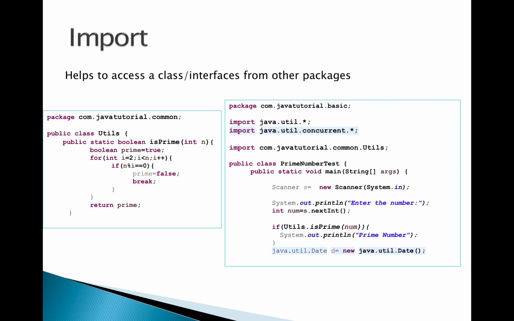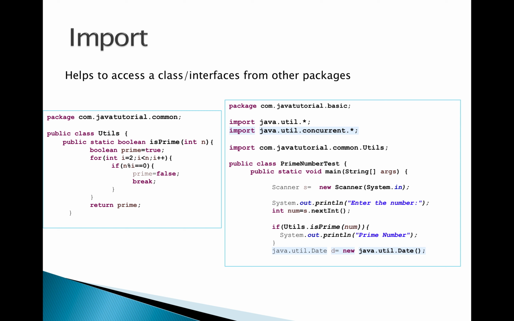So how they access my utils class is by importing the class. So how do they import a class? By writing the import statement. You see the import statement is the one which is going to be following the package statement. This class, which is the prime number test class, may be present in a package called com.java.tutorial.basic, whereas the utils class is present in com.java.tutorial.common.